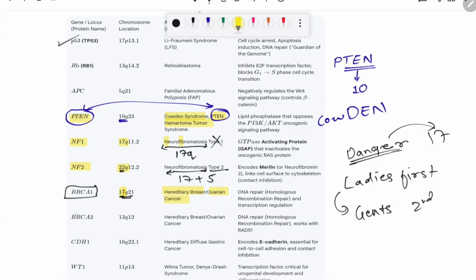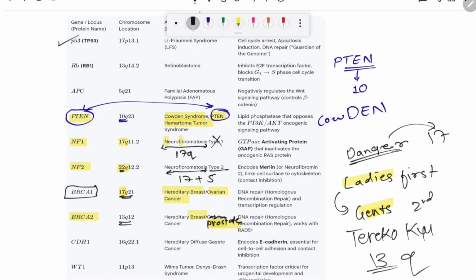Now moving on to the second, which is BRCA2. So BRCA2, it's given to the male. So male have prostate, so there will be prostate cancer, and also male will be suffering from breast cancer. So if male suffer from breast cancer, this is something unusual. So we will say तेरे को क्यों हुआ. So tera means 13, and Q will stand for Q letter. So this was the mnemonic for BRCA2.